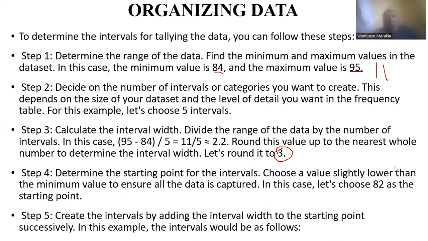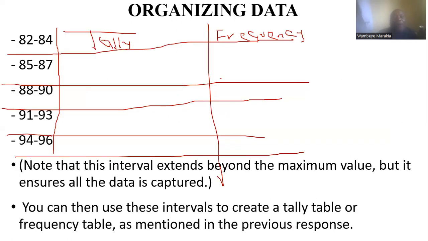Then we determine the starting point. In this case, we choose 82 such that it is going to capture all the data that we have. Now we create our intervals by adding on numbers. So we have 82, 83, 84. That's the first category. The second category will be 85, 86, 87. And you move on like that up to the last one. I've said the last one extends beyond the maximum value because it ensures that all the data is captured. Thank you very much.